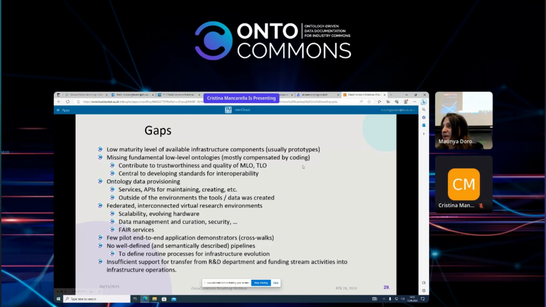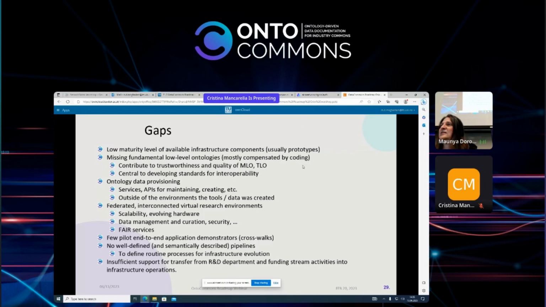So, based on these needs, we identified these gaps related to the infrastructure. We basically observed a low maturity level of the available infrastructure components. What does this mean? These are usually prototypes. They are limited to some project, limited to a partner, and if they are developed to a higher TRL level, they are usually difficult to interoperate with. The effort to translate them to a different environment, to a different domain, or even in the same domain but a different industry process, is very difficult.